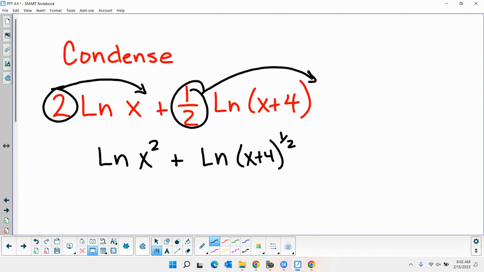Multiply, right. Now, what they like us to do when we condense, instead of having a fractional exponent, they'd rather us write what? What's the radical for that? Square root, yeah. So that's been condensed to a single log. Again, if that was 1/3 there, then this would be cube root of x plus 4.